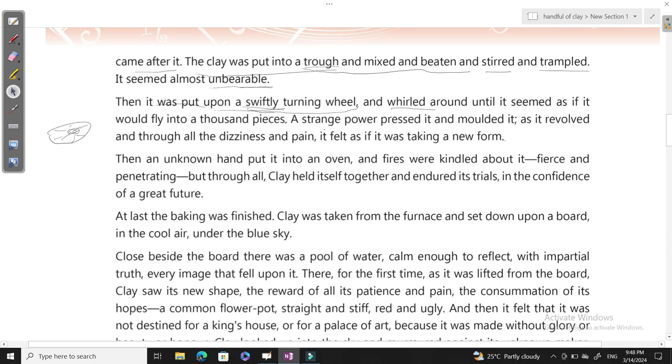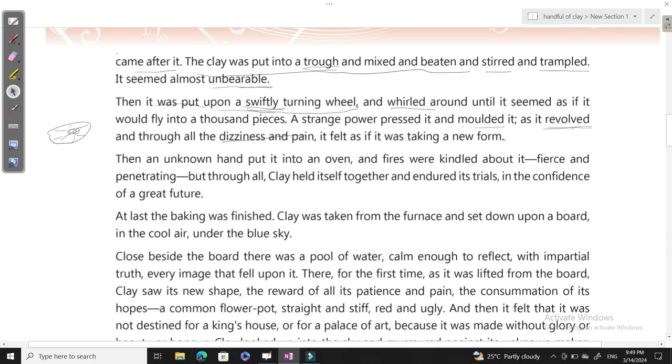And it was kept after that. A strange power pressed that lump of clay, molded it. Molded means gave a new shape to it, revolved, we can say, very speedily. It wanted a complete change, and through all the dizziness and pain, the clay felt as if it was taking a new form, and understood that it was taking a new form.